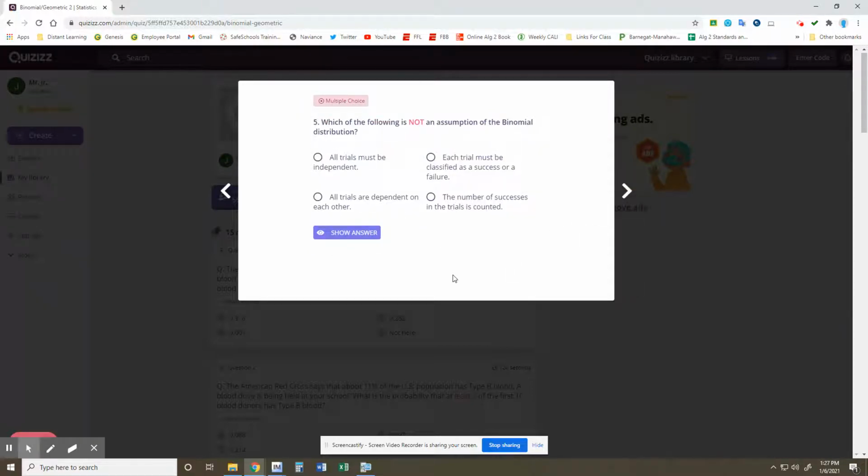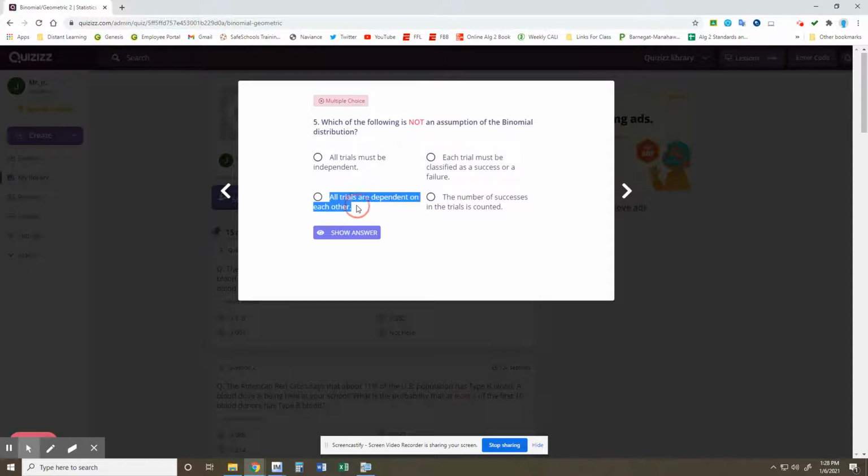Which of the following is not an assumption for a binomial distribution? Well, as we just talked about right here, all trials must be independent. Yes, that one must happen. Which one is not an assumption? Each trial must be classified as a success or failure. Yes, it must be. Thus, the idea of binomial.